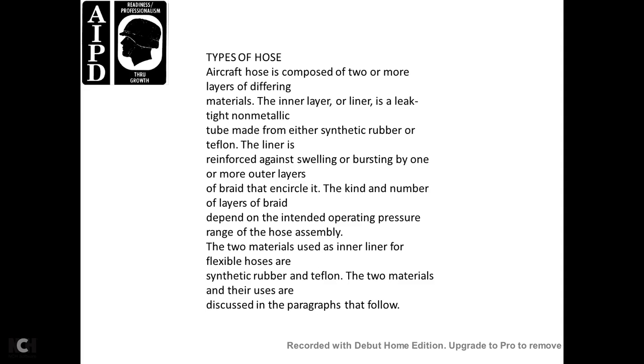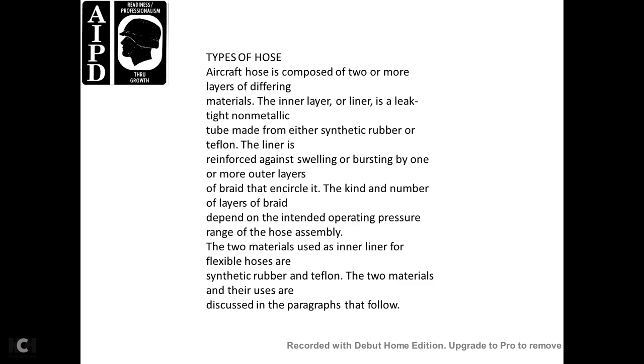Types of hose. Aircraft hose is composed of two or more layers of different material. The inner liner is leakage-tight non-metallic tubing made with either synthetic rubber or Teflon, reinforced against swelling or bursting by one or more outer layers braided around and encircling it. The kind and number of layers of braid depend on the intended operating pressure of the hose assembly.